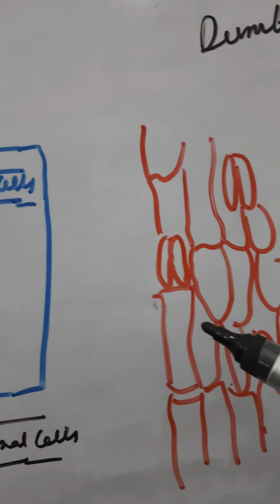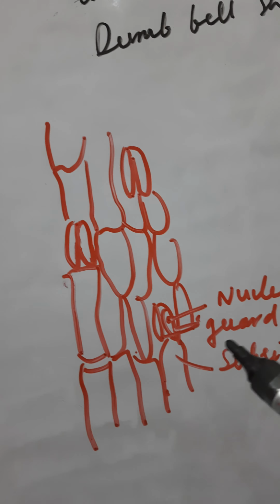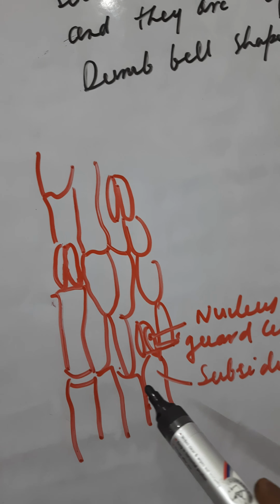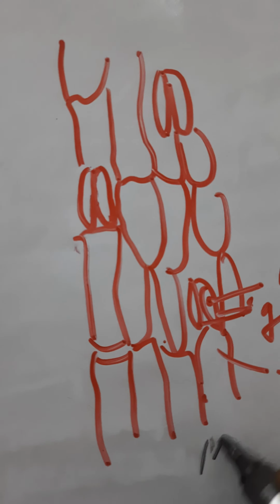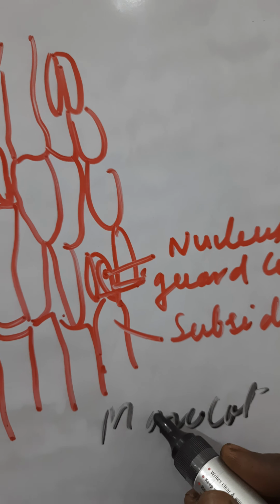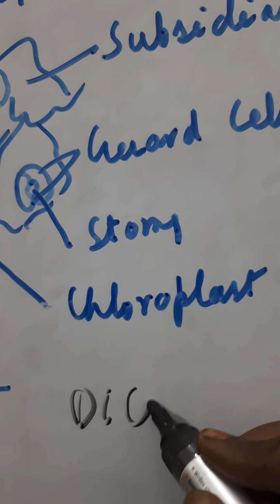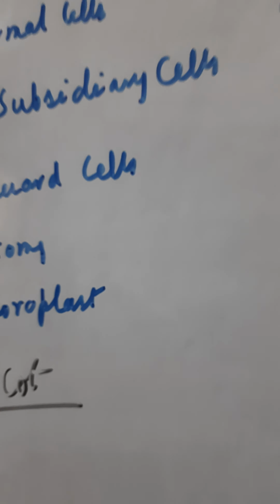Whereas in the case of the monocot leaf, you may see that this is the structure of the monocot leaf, in which the nucleus is there, the guard cells are dumbbell shaped, and these are the subsidiary cells. So this is for the monocot, and this one is for the dicot. That was for the monocot, and this is for the dicot.